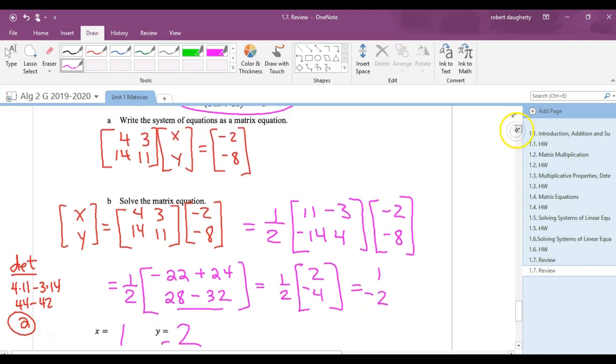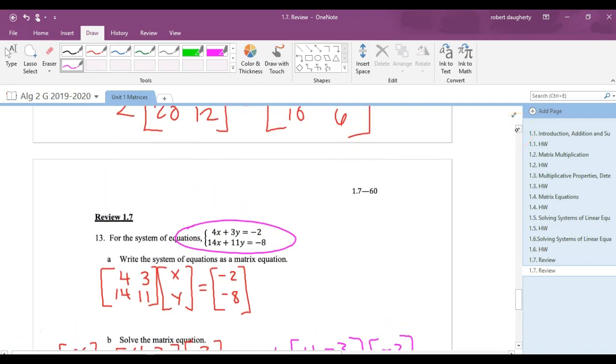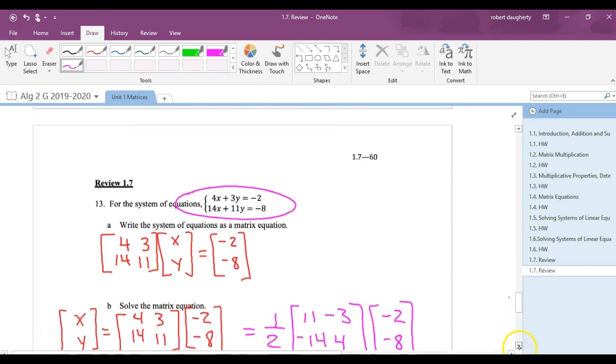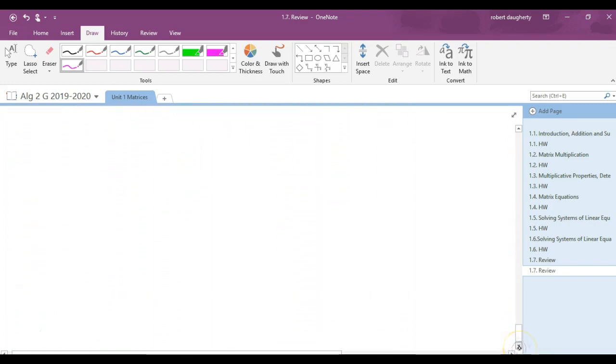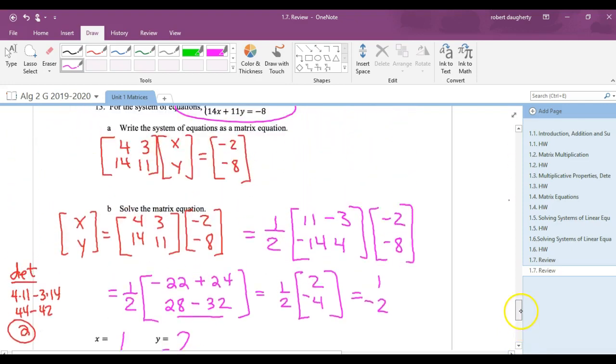If I go check my work, 1 and negative 2, plug it in here, you would get 4 minus 6, that's negative 2. Here I would get 14 minus 22, negative 8. So double checking your answer can help. It found my mistake that I saw right there. And that is it, okay?